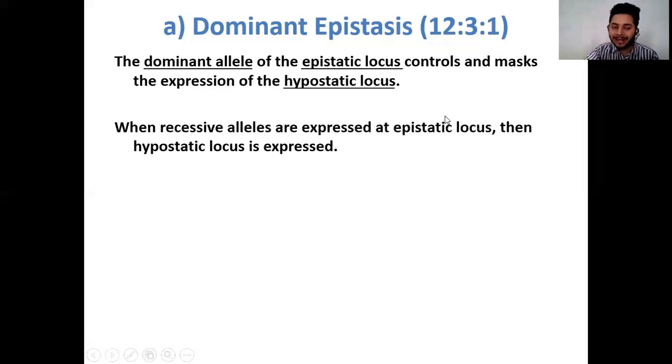However, when instead of the dominant allele at the epistatic locus, I have the recessive allele, then and only then my hypostatic locus will be expressed. So if the dominant allele is present at the epistatic locus, the hypostatic locus will not be expressed. However, if there is a recessive genotype present at the epistatic locus, then and only then will the hypostatic locus be allowed to express.